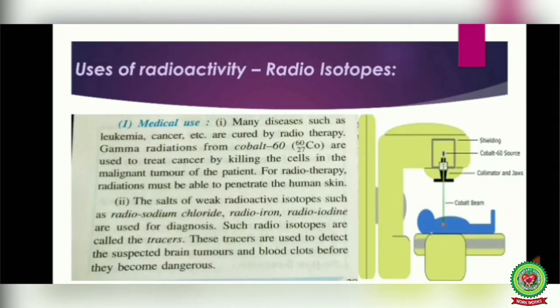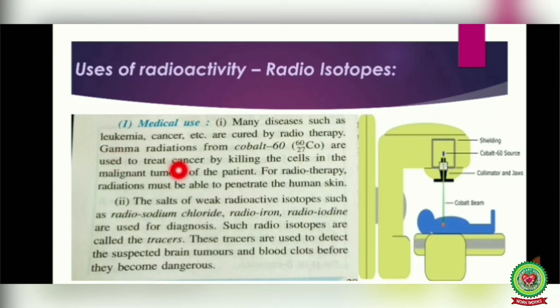Now the first use which we are going to discuss is medical use. Many diseases such as leukemia and cancer are cured by radiotherapy. Leukemia is also blood cancer, and radiotherapy means some types of particles like alpha, beta and gamma particles are sent to the human body to kill these cells, that is, cancer cells.